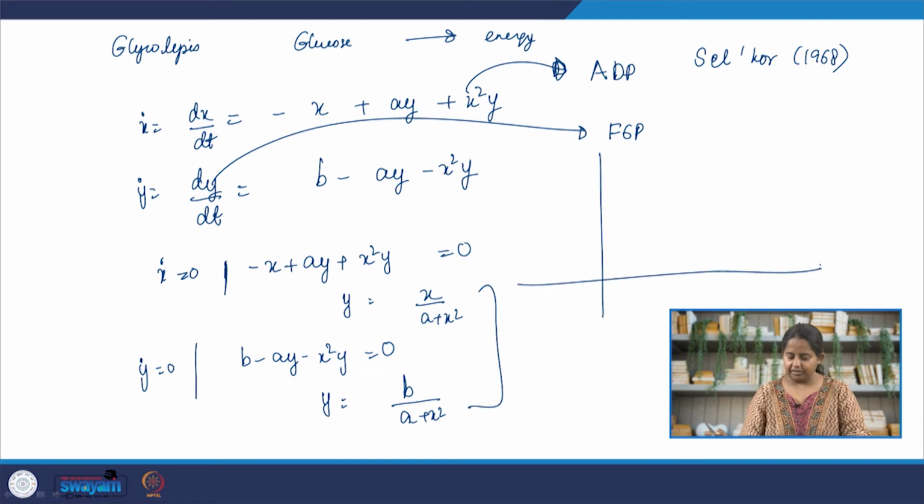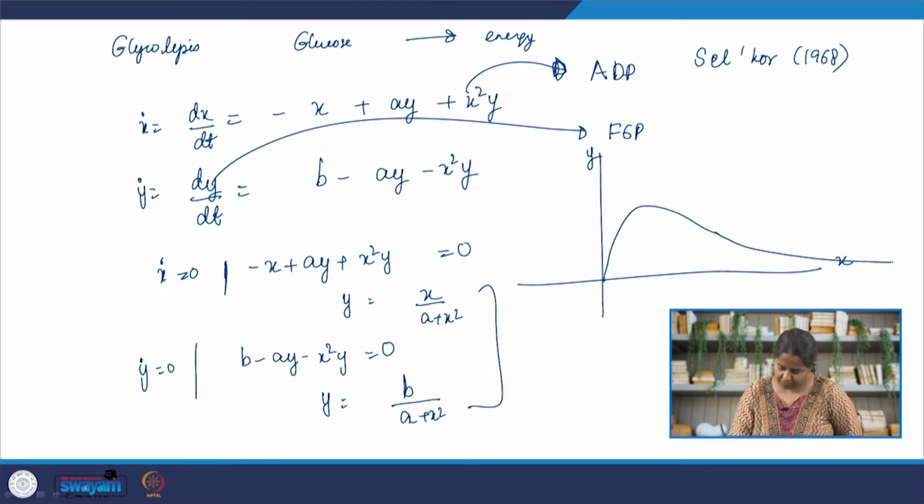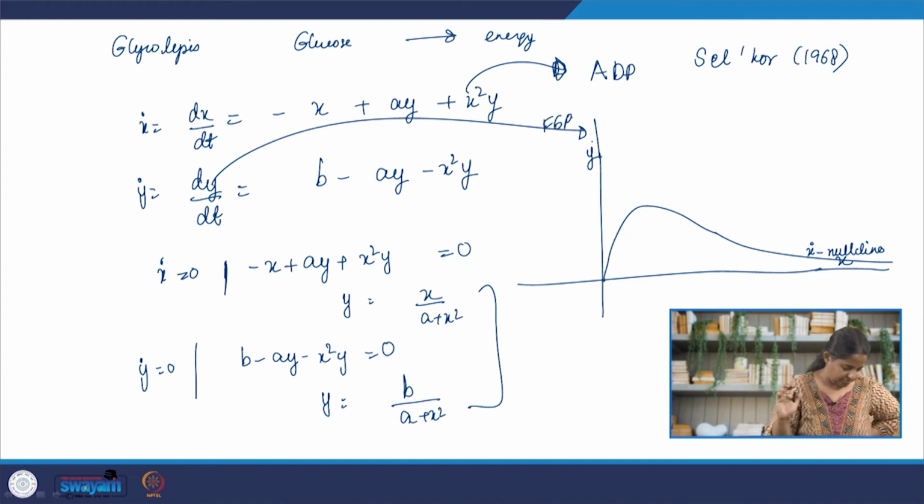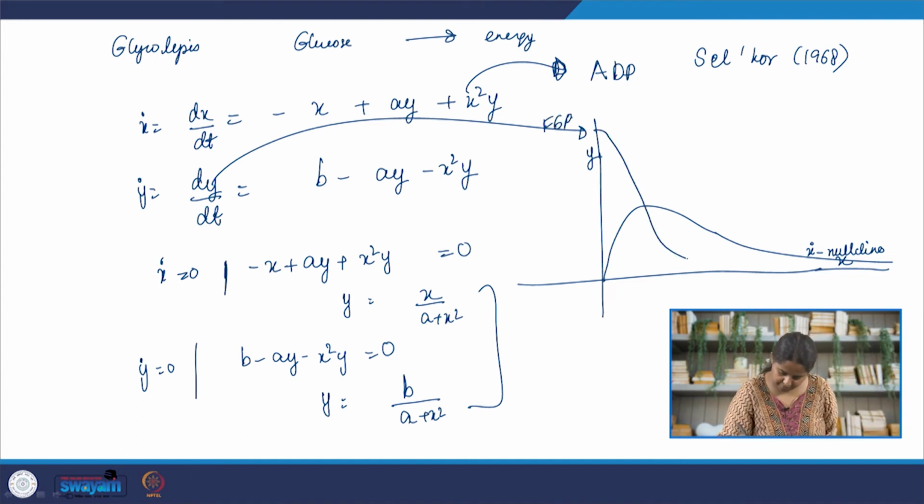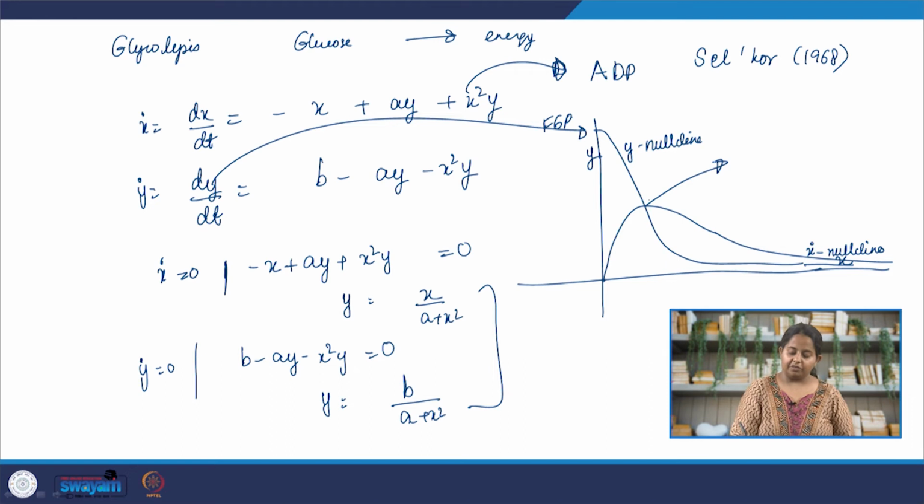Now, let us put the nullclines on our phase portrait. So, y on the y axis, x on the x axis. Remember, x is ADP and y is F6P. So, the x nullcline looks something like this. I am going to write here x nullcline. And this is the y nullcline. Of course, it depends upon the value of a and b, but we know this is how the system looks like. Where these nullclines intersect, here, this is where you have a fixed point.